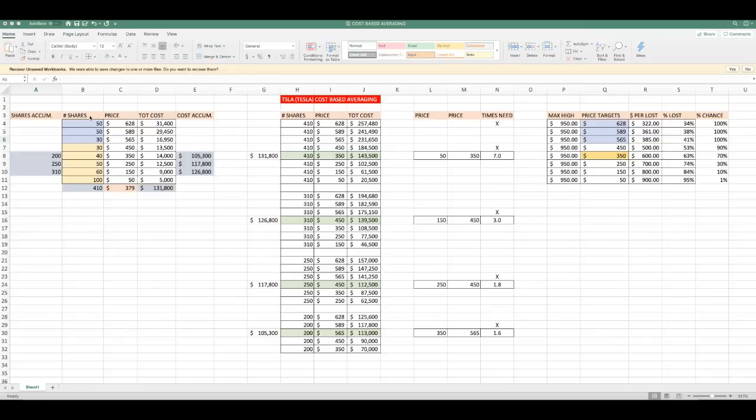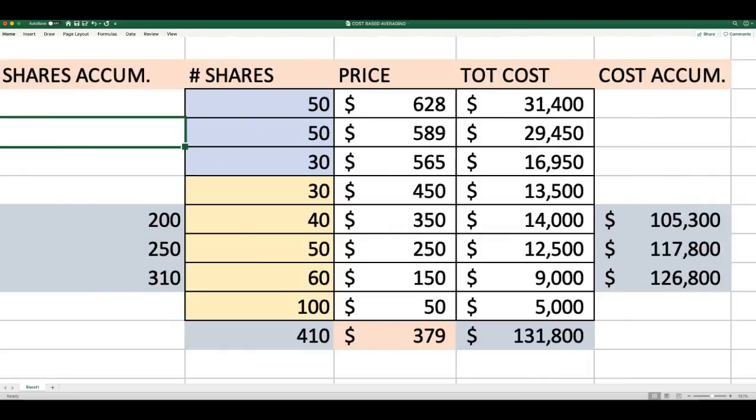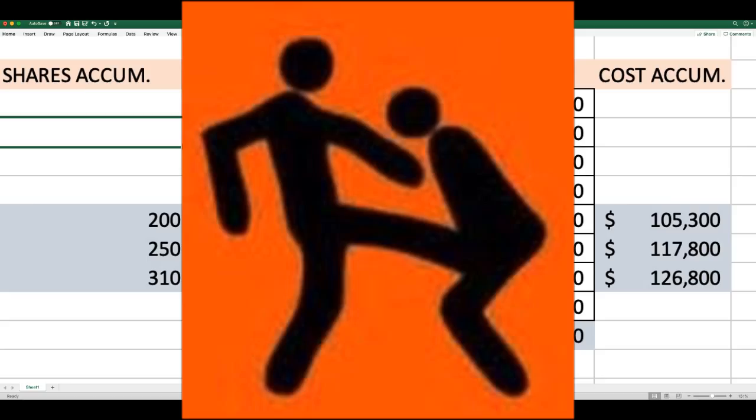Basically, this is Tesla cost-based averaging. Upper left-hand corner, these are the numbers of shares: 50, 50, 30. In blue are the actual purchase shares at these actual prices: 628, 589, and 565. Tesla's already below that right now. I think it's even bottomed out to maybe 519. So we're already below this, and now I'm kind of forced into cost-based averaging, or I can just take a loss on that position.